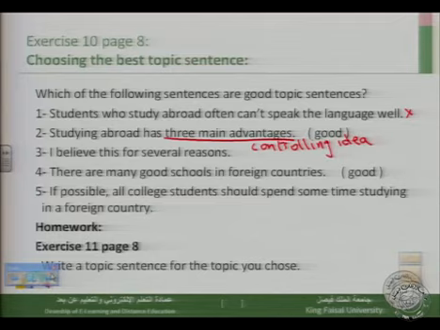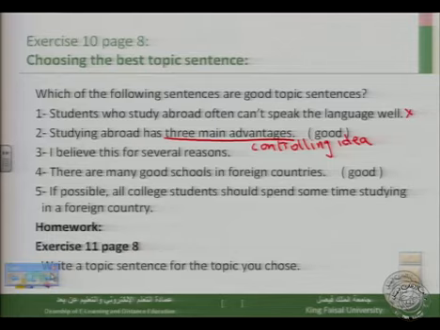And here I would like to tell you that the existence of a controlling idea makes the topic sentence a good one, as it makes the writer conscious of what he is going to write about. Okay, so here three main advantages is the controlling idea. Number three, I believe this for several reasons. We said that this is not a good topic sentence.